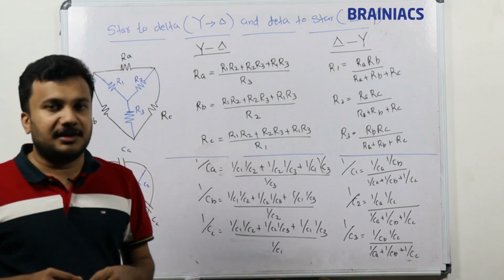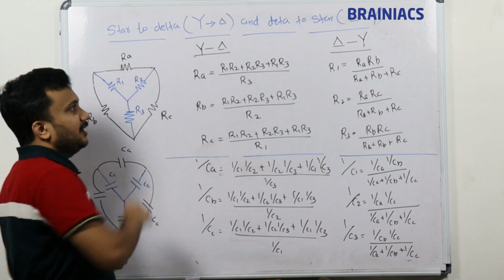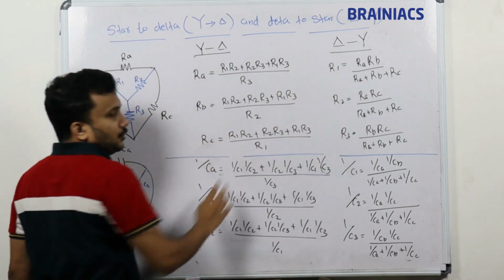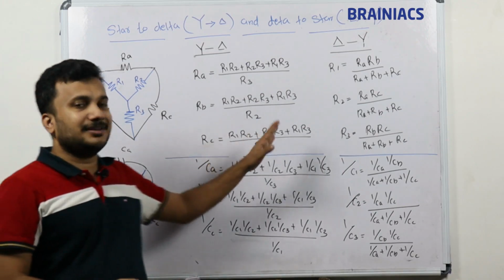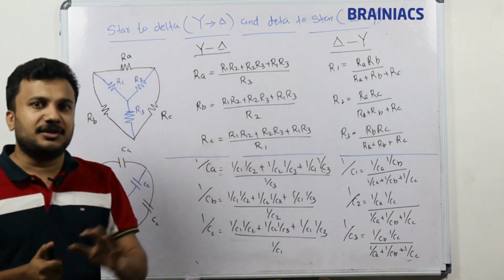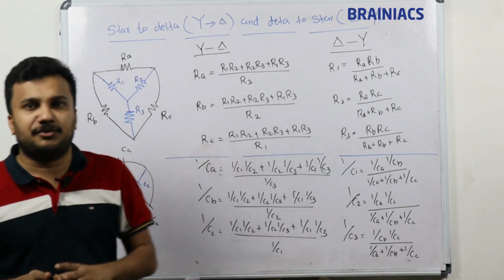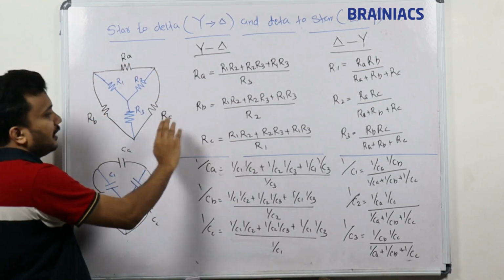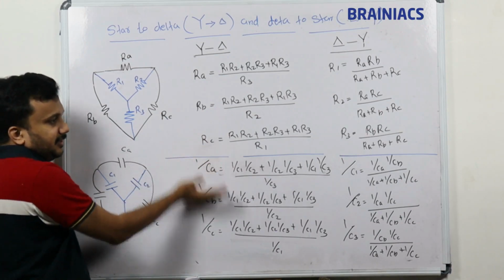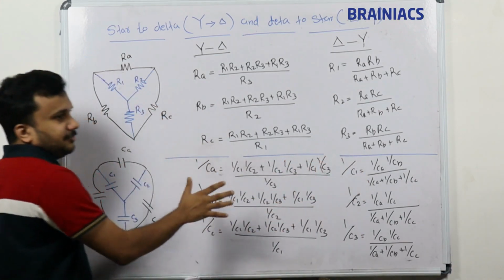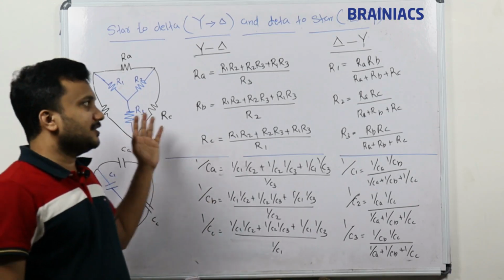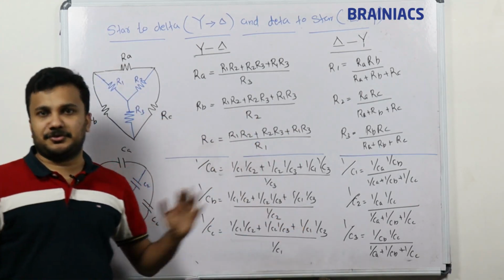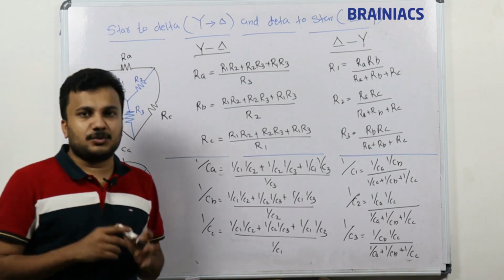Now we learnt star to delta, delta to star: 1, 2, 3, 1, 2, 3. So totally 3 plus 3, total 6 formulas for resistor. This you definitely have to remember. Mandatory, it's very important. And for capacitance, another 3 and another 3, total 6 for capacitor. So if you learn 6 resistor formulas, then 6 capacitor formulas are a bonus for you. This is the concept.